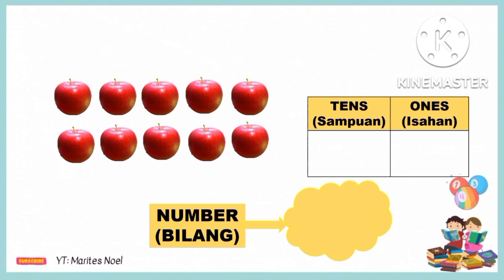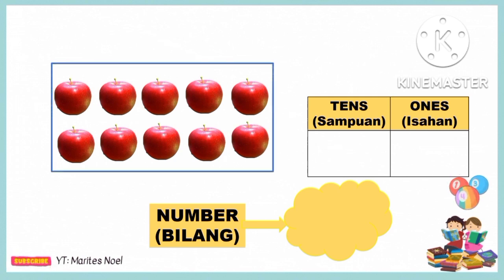1, 2, 3, 4, 5, 6, 7, 8, 9, 10. Now we have 1 ten in a group. Sa Filipino, mayroon tayong isang 10 sa grupo ng mga mansanas. Let us take a look at the ones.